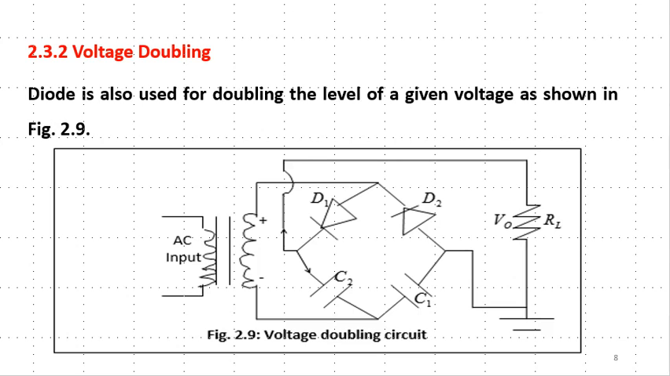Another application of a diode, we use it in what we call voltage doubling circuit. And the voltage doubling circuit, if you look at it, it very much resembles our full wave bridge rectifier, but the only difference is that instead of having 4 diodes in the bridge, we have 2 diodes together with 2 capacitors. And how does the operation take place?